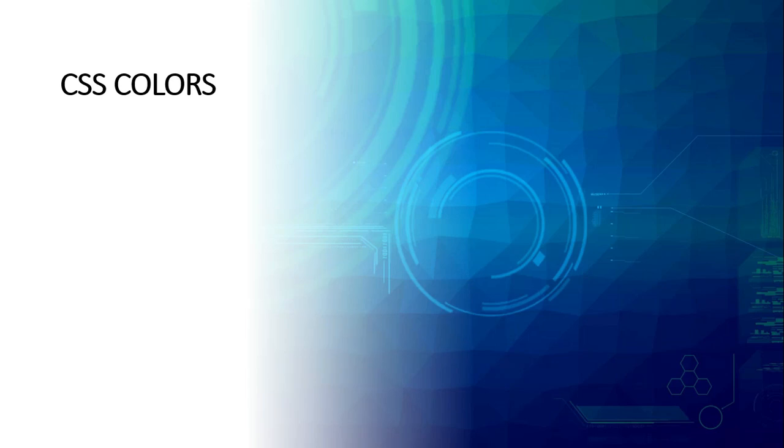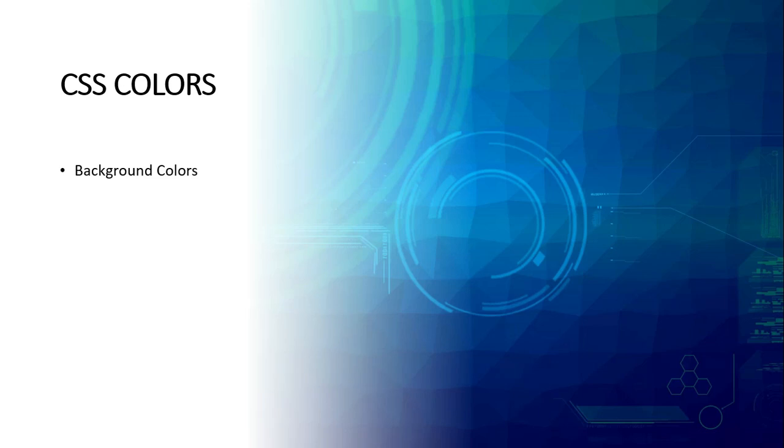Now let's talk about the CSS colors. As you know, CSS is used to make the HTML document more beautiful and attractive using different styles, and color is one of the important properties in CSS. So we are going to discuss some different types of color in CSS.